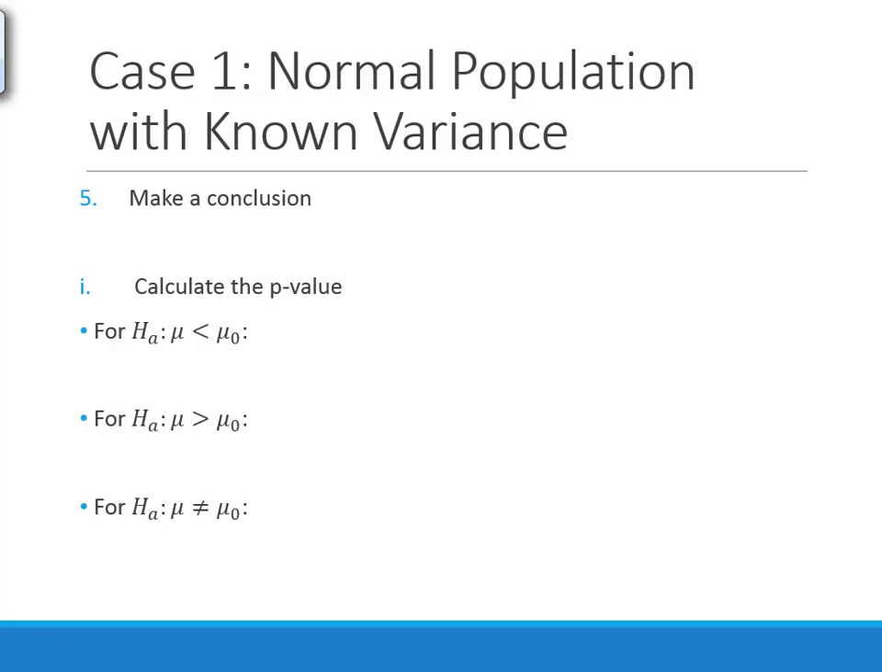Again, then our next step is to make a conclusion. So we're either rejecting the null hypothesis, or we're going to fail to reject the null hypothesis. Reject versus fail to reject. And we do that based on the p-value. So again, we talked about what the p-value is, and we calculate it slightly differently depending on what our alternative hypothesis is here.